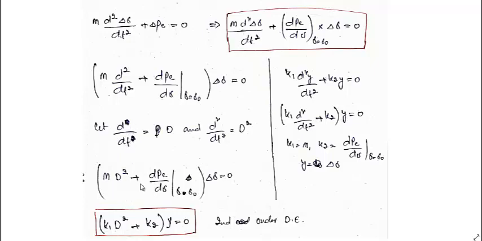So it will be m d square plus, sorry, k1 d square plus k2 into y is equal to 0. This is a second order differential equation. Here k1 is equal to m, k2 is equal to del P_e by del delta at delta equal to delta naught, and y is equal to this d delta.